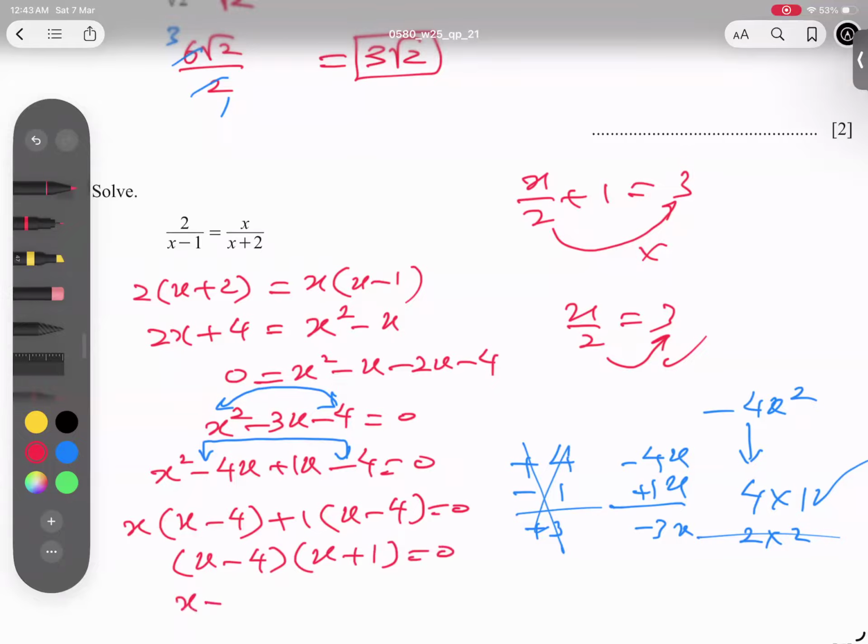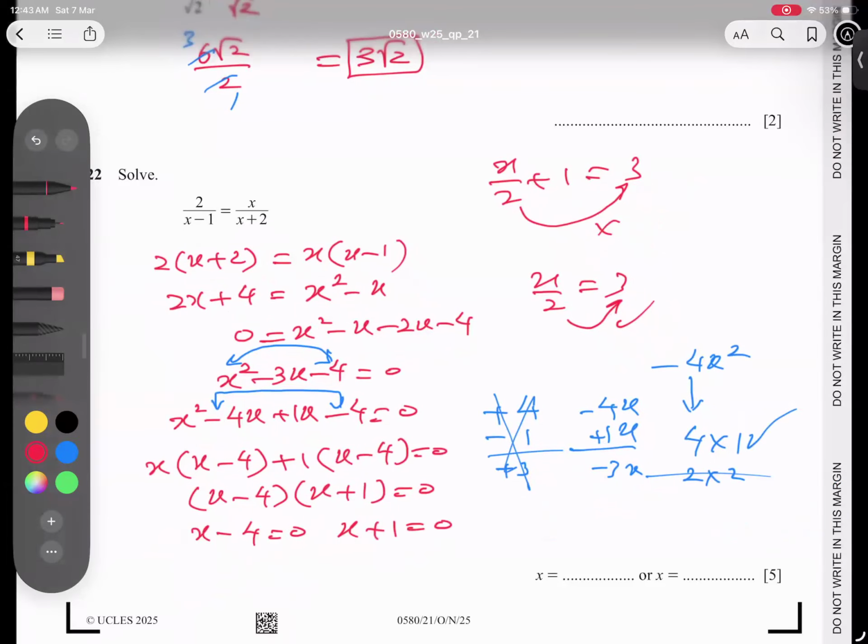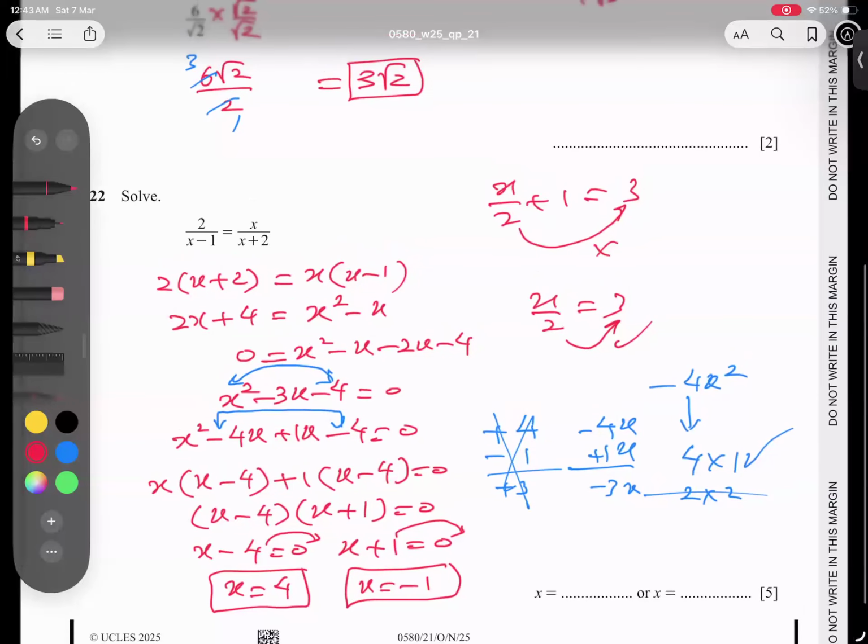And I'm writing 1 times x minus 4 equal to 0 and 1 times x plus 1 equal to 0. 4 will go on the other side, and I get a positive 4. And 1 goes on the other side, and I get a negative 1. And I hope the concept of the question is very clear.